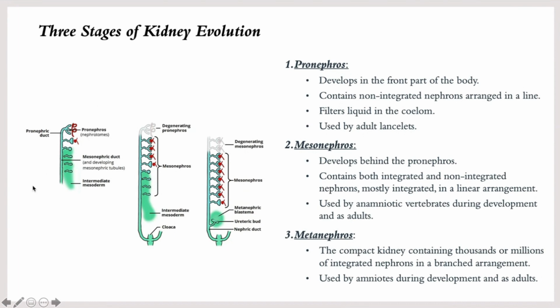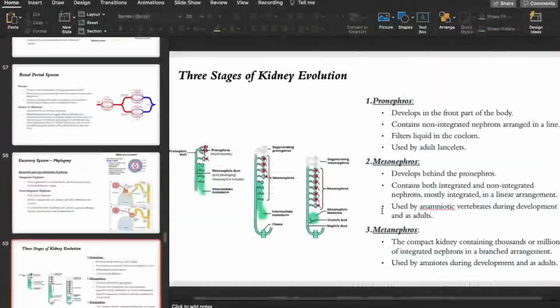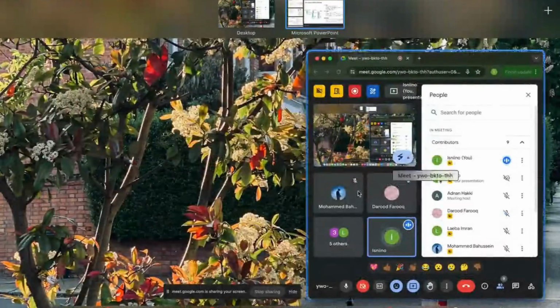They have the pronephros. Then the mesonephros developed behind the pronephros. In some species, the pronephros degenerated. In some species, they still kept their pronephros as they developed their mesonephros. This mesonephros has got both integrated and non-integrated nephrons, and anamniotic vertebrates use this as adults. What are anamniotic vertebrates? Can somebody tell me? What are anamniotic vertebrates?